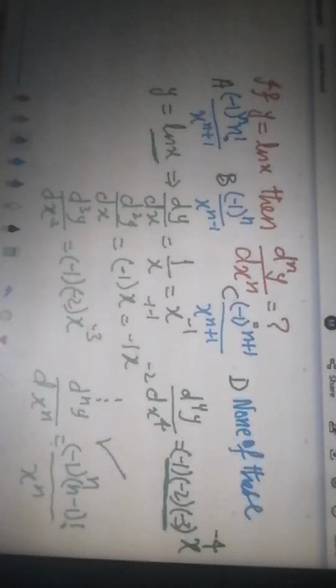Natural log of x is the function, and its nth order derivative is this one, which is nowhere actually appearing. So none of these is the correct option, because we know the correct answer, which is not here. So none of these is the correct option.